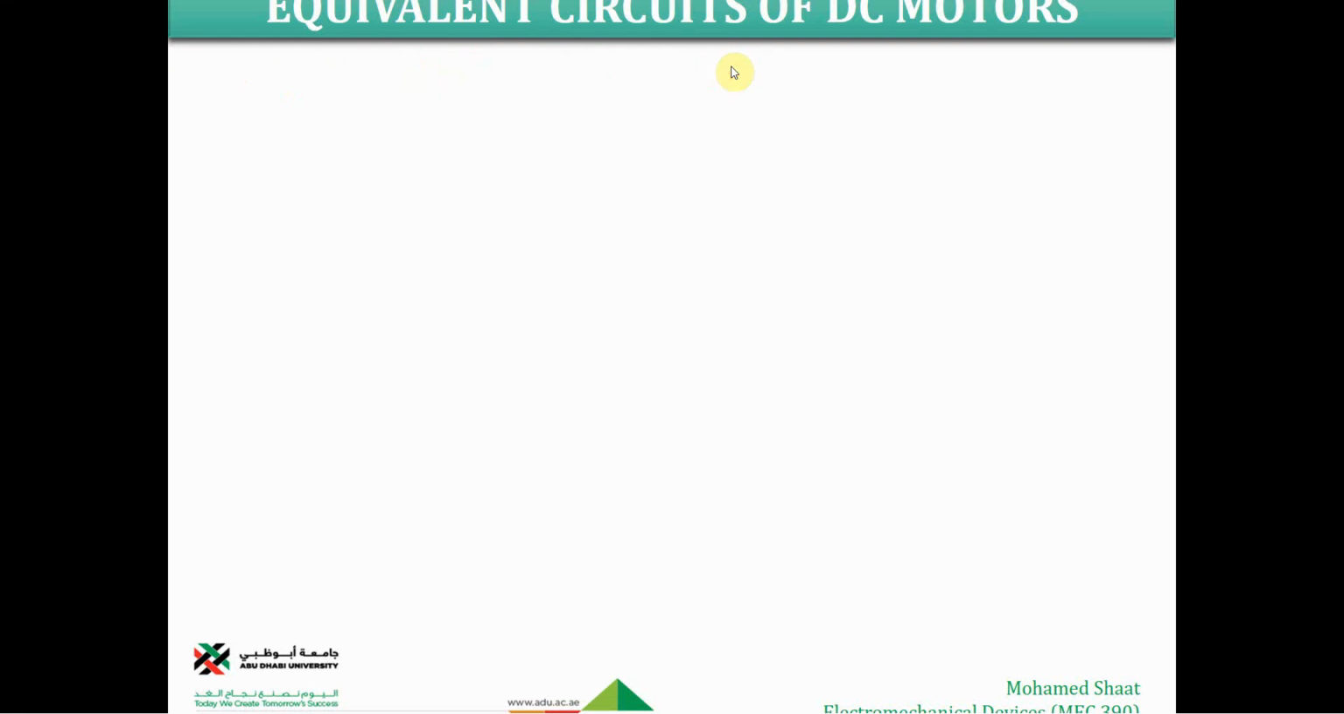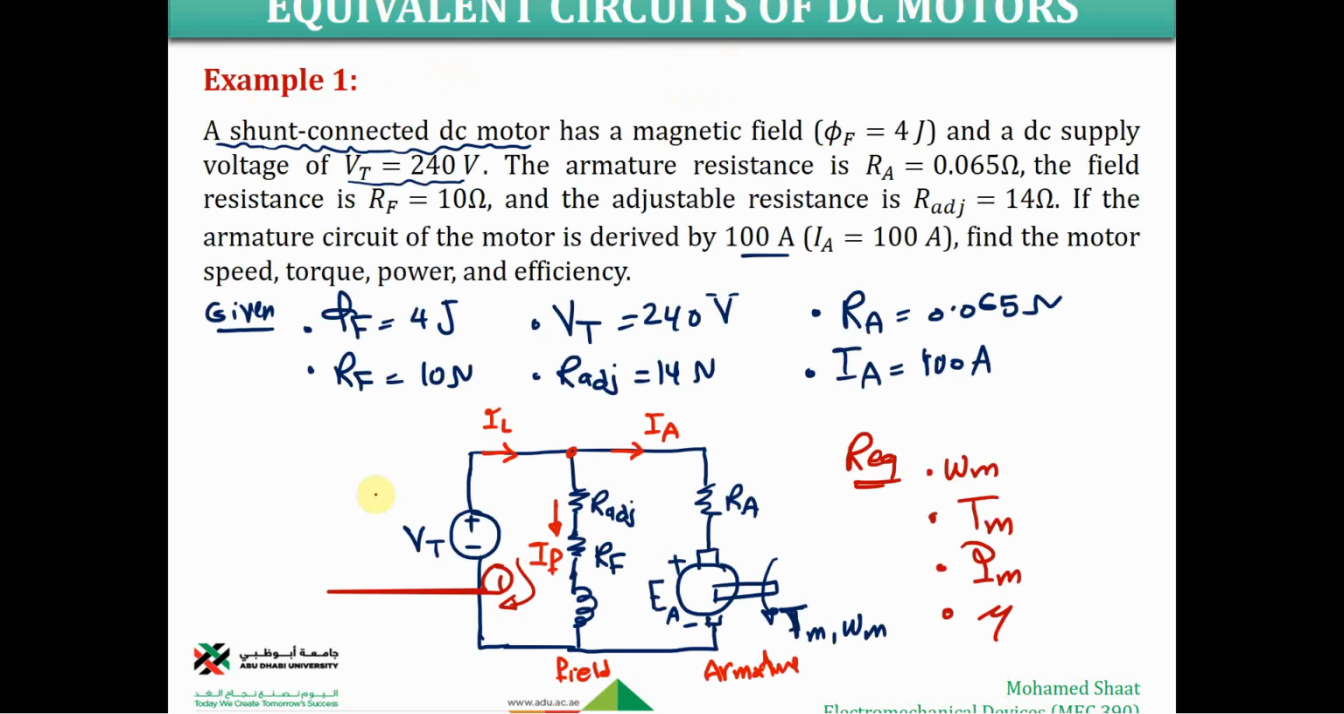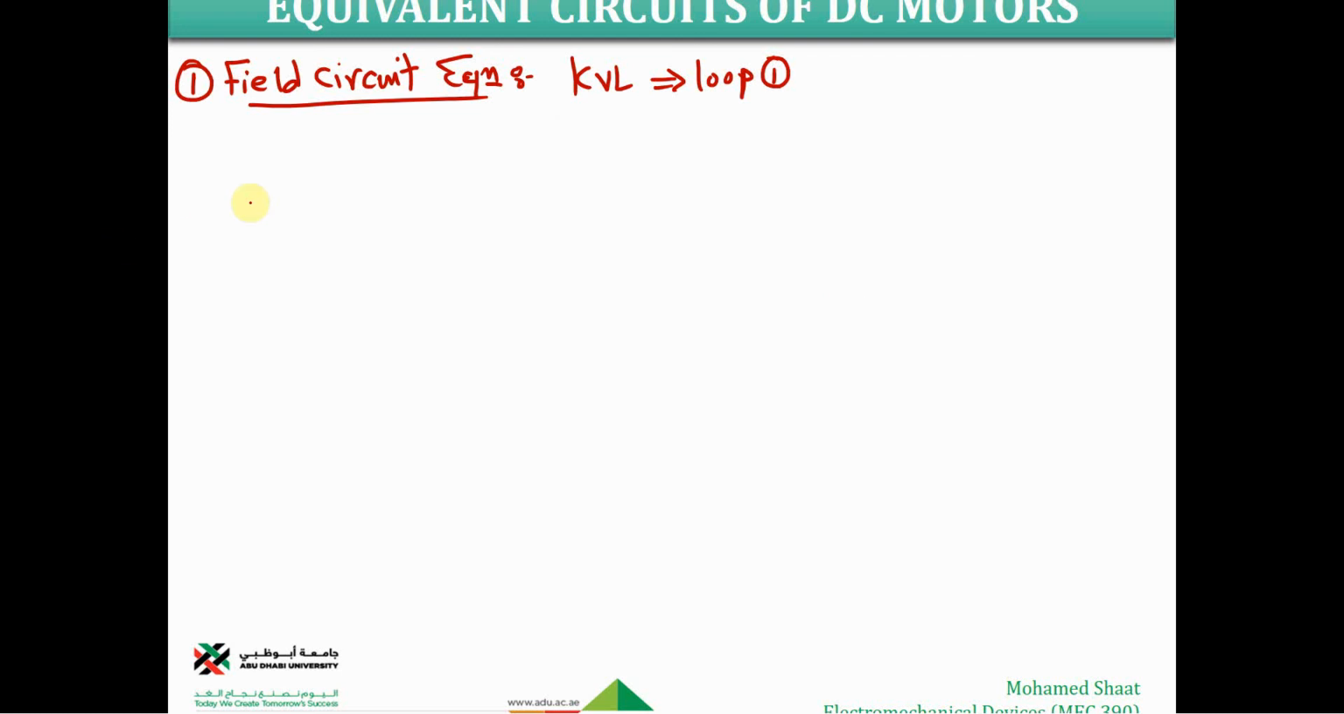As you can see in loop 1, we do have three elements, or four elements actually. The VT is gonna be negative, and we do have these two resistances, so we're gonna combine them times IF. In addition, there should be here LF. But the voltage over the coil LF is gonna be 0, assuming that we do have a constant IF. So here we're just gonna assume constant IF. You have to assume constant IF.